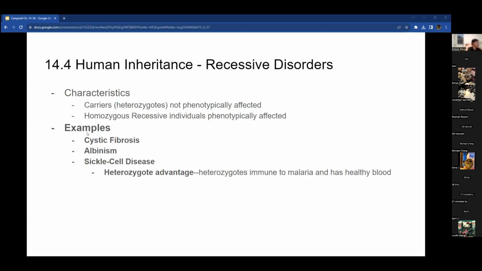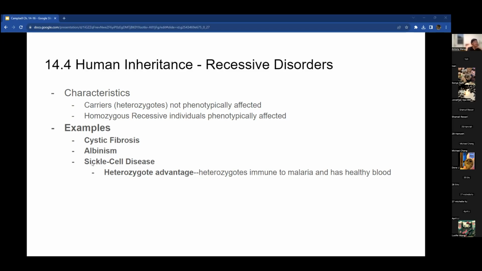So, some important examples: cystic fibrosis. This is like a buildup of mucus. You lack one specific transporter. Albinism, you lack an enzyme that makes pigments, melanin. Sickle cell disease, this is a big one. All these are recessive, by the way.